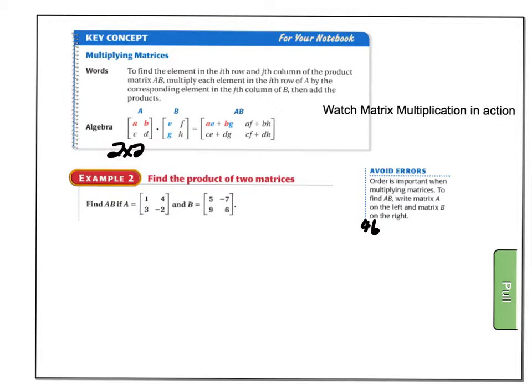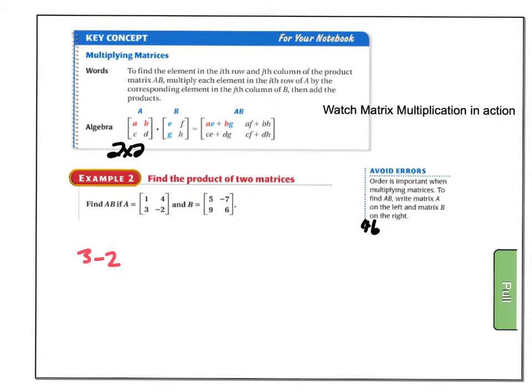Moving down to the second row. Hang in there. Now I'm looking at the second row numbers, this 3 and a negative 2. And I'm going to find out my number for my second row, first column, by multiplying the second row with the first column, and then adding some products together. So I would take 3 times 5, and write that down, plus negative 2 times 9. All right, and then we'll get a number there.